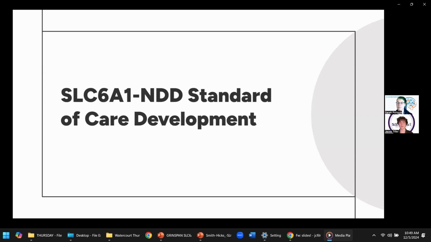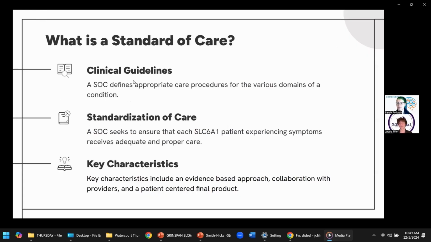Hello, I'm Jacob Tiller, the Chief Scientific Officer of SLC6A1 Connect, and today we'll be discussing the SLC6A1 neurodevelopmental disorder standard of care development. So what is a standard of care?